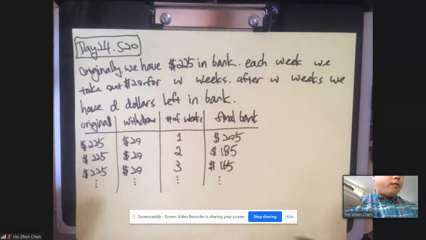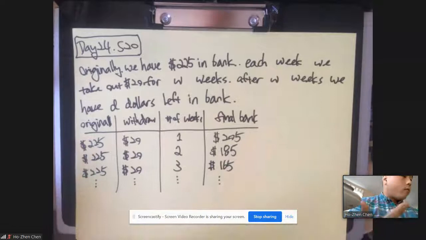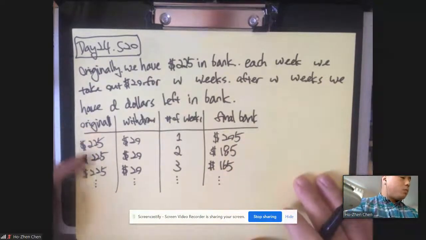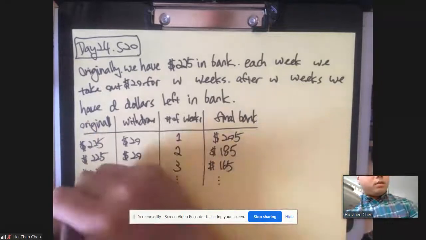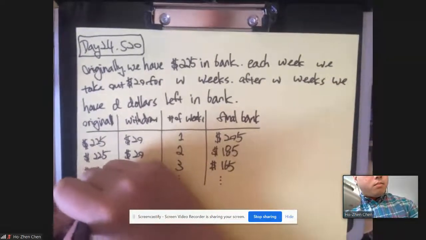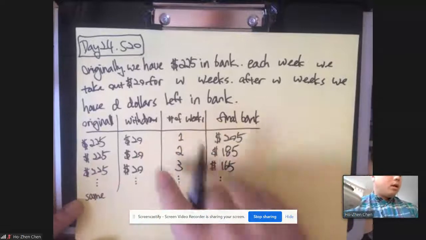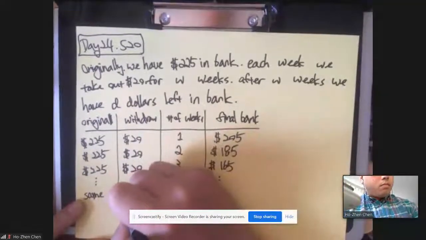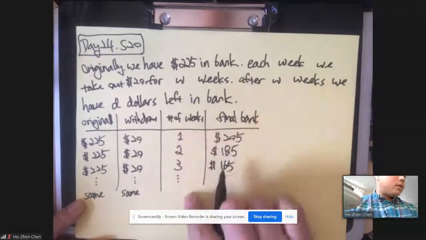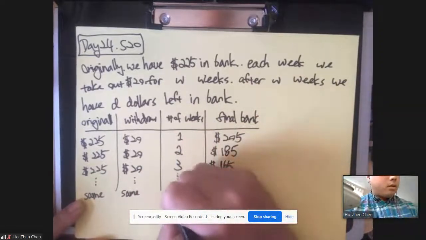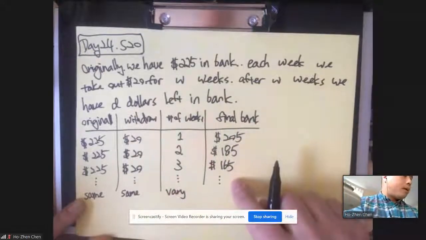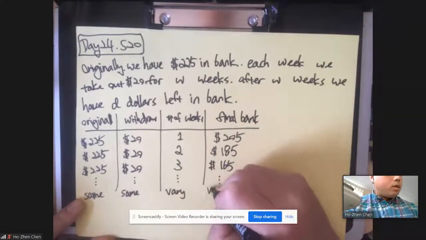An observation from our learning from day 23 is that this column seems to be the same. So let's write same. This column remains the same. Now the number of weeks varies. Let's put vary. In the final column, the amounts keep dropping by $20, going down. And so we're going to write vary.